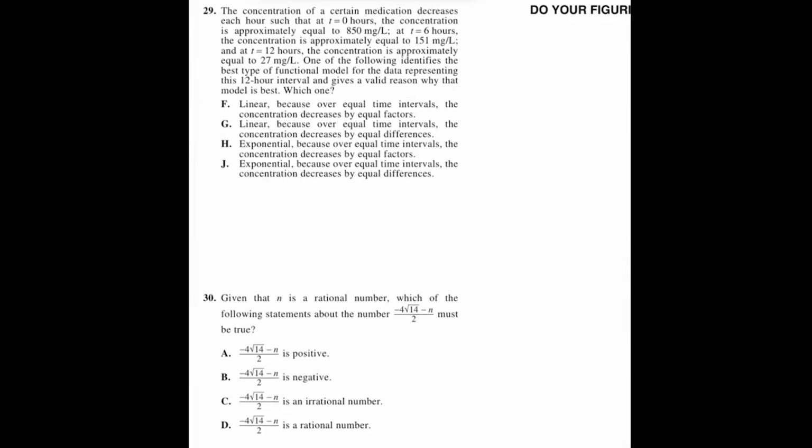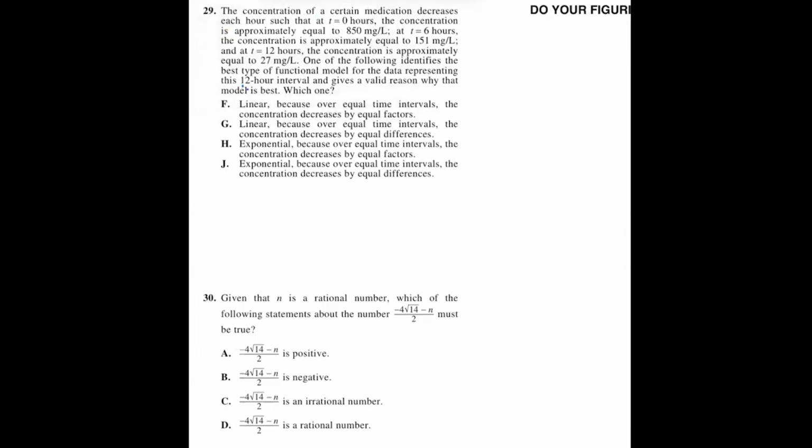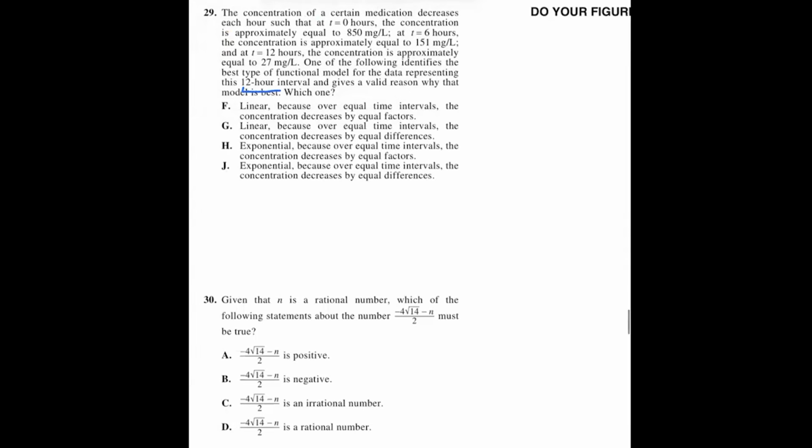Okay, so for number 29, there is honestly a lot of distractions in here, but what you need to focus on is just a couple of things. So I tend to skim. Which of the following identifies the best type of functional model for the data representing the 12-hour interval and gives a valid reason why the model is best. So what we're looking at is linear and exponential. Linear, just a reminder, is a straight line. Exponential is going to be more of a curve.